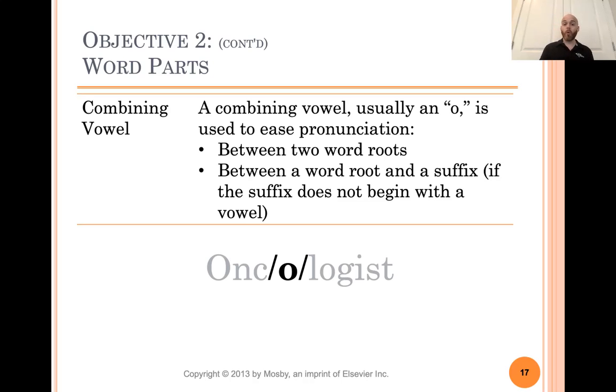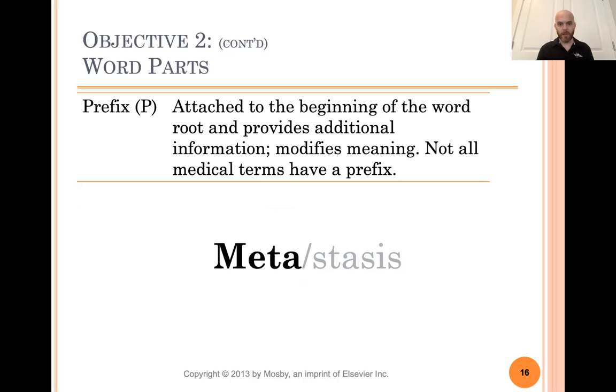Sometimes, and this is just going back, they put in an extra O or A, a combining vowel, just to make the word make grammatical sense and to make it sound right. Let's go back to the suffix, sorry, prefix.